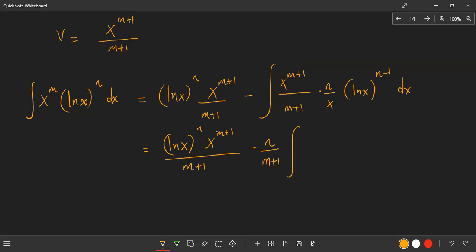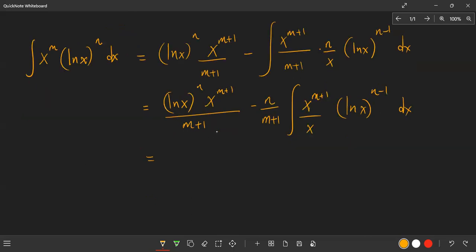Okay, and then the integral of x to the m plus 1, and then we also have 1 over x. So we can just say over x here. And then natural log of x raised to power n minus 1 dx. Okay, so at this point now we are almost done with our problem. So natural log of x raised to power n, x raised to power m plus 1 divided by m plus 1.